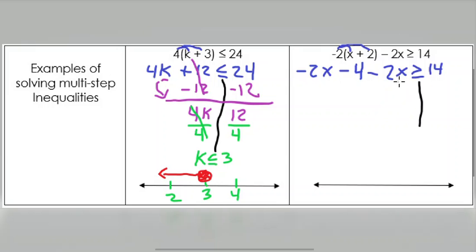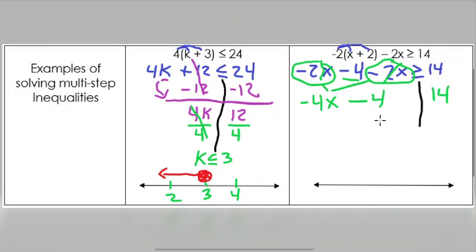I look at this and I see I have an x here and an x here. Well, remember, we can combine our like terms. Any x's we can combine. So I have these two x's, I can combine these two. So negative 2x minus 2x would give me negative 4x. And now I'm still left with this negative 4, so I can bring that down. And I still have the 14 on this side over here.